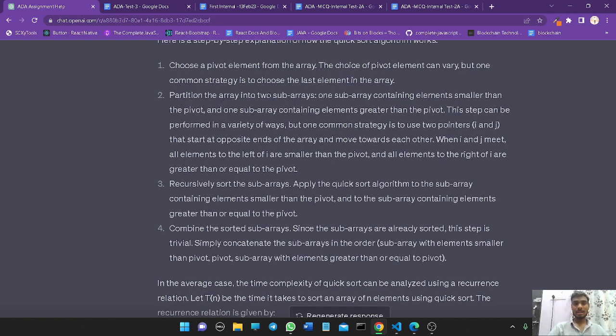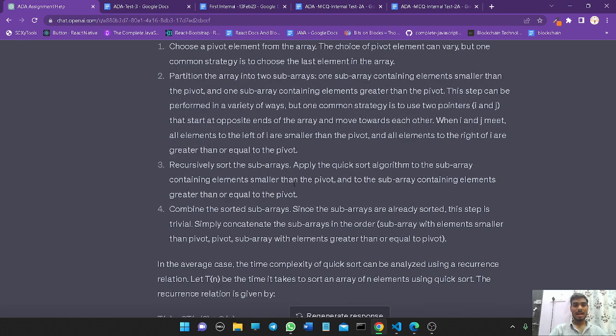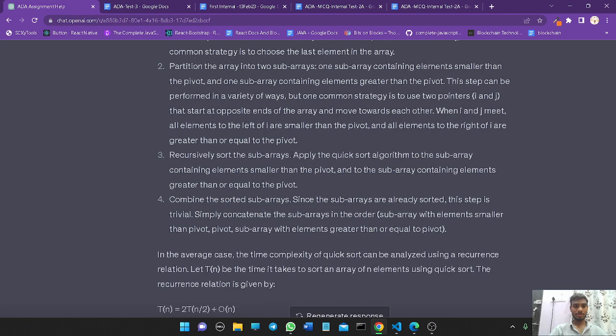Step second, partition the array into two subarrays. One subarray contains the elements smaller than the pivot, and the other subarray contains the elements greater than the pivot. This step can be performed in a variety of ways, but one common strategy is to use two pointers i and j that start at the opposite ends of the array and move toward each other. When i and j meet, all the elements to the left of i are smaller than the pivot, and all the elements to the right of i are greater than or equal to the pivot.